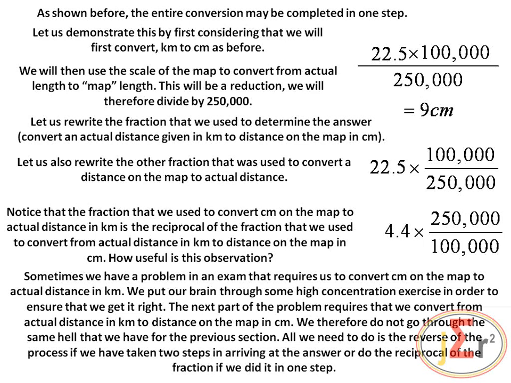or do the reciprocal of the fraction if we did it in 1 step. So whereas one part of the problem requires centimeters on the map to kilometers in actuality, the other one is going kilometers in actuality to centimeters on the map. Therefore, if we find one by a particular process, all we need to do is reverse the process. But the reversal of the process may be as simple as finding the reciprocal of a fraction.